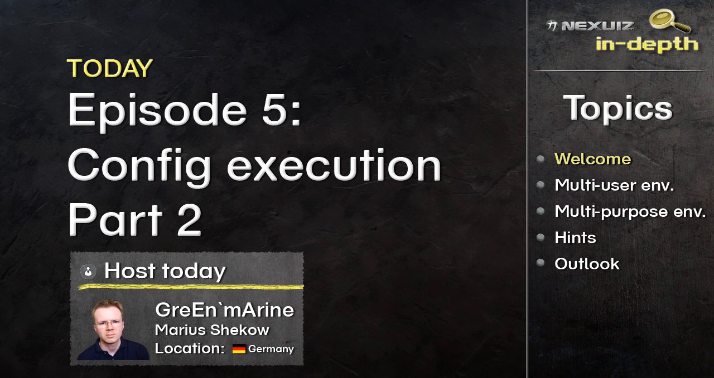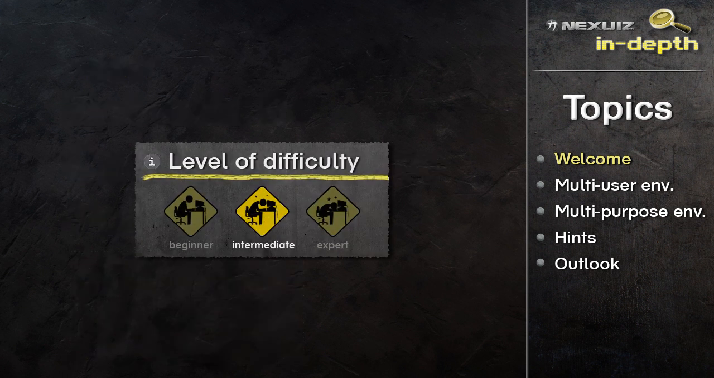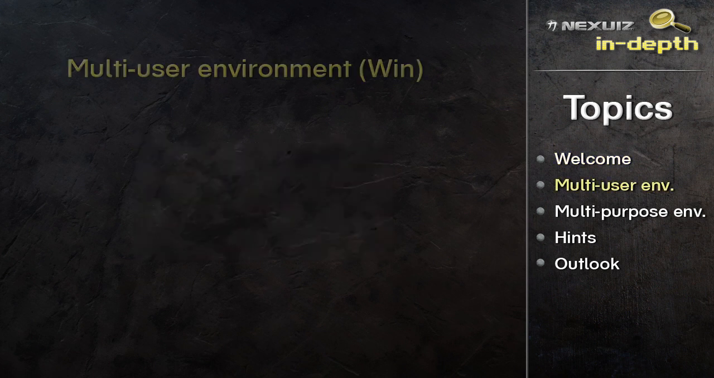And today I'll explain the command line parameters that allow you to specify where Nexius is supposed to look for your config files when loading them. The level of difficulty this time is intermediate. First, allow me to explain what you can achieve using such parameters.